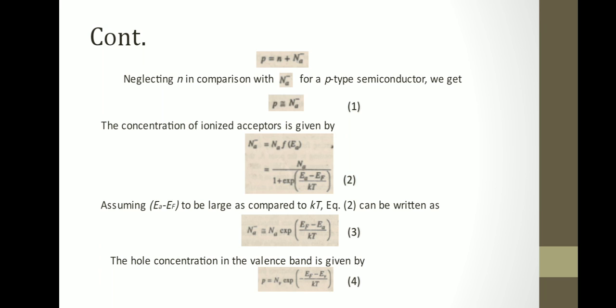Here Nv is the concentration of holes at the valence band edge, Ef represents the Fermi level, and Ev is the valence band energy, divided by Kt. This is equation number 4.